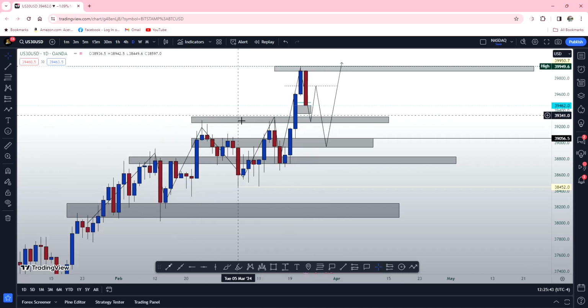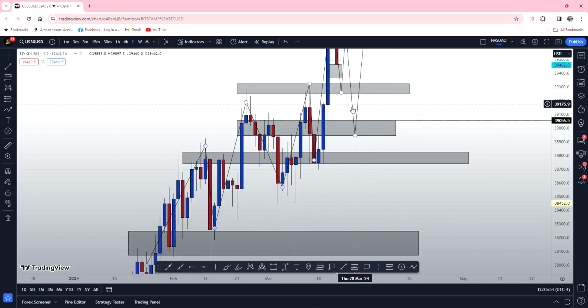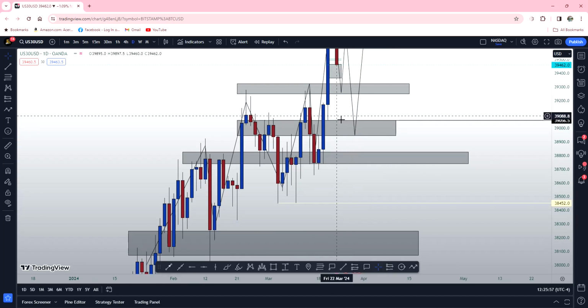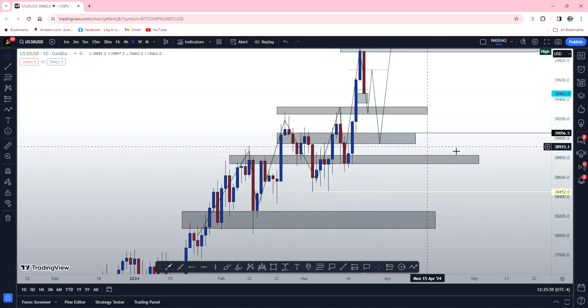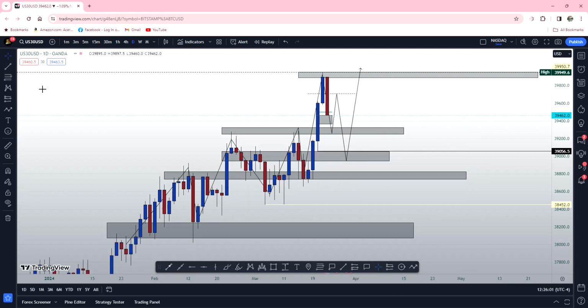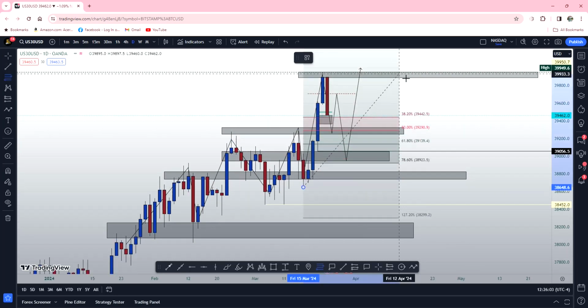We did not reach our area of interest. This was resistance. We broke out and it became support. So we have to retest the support to continue going up. Or we might actually come all the way down, because if we measure the swing low to the swing high, the 61.80 is at 39,135. So just note that on your chart, guys. We might come all the way here.